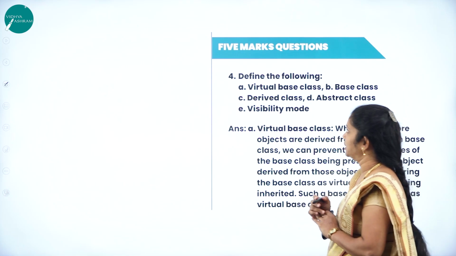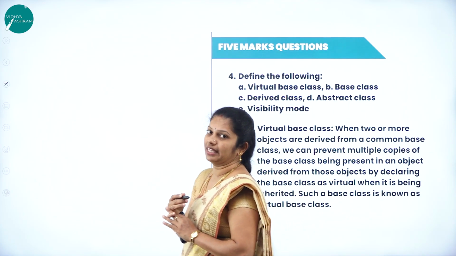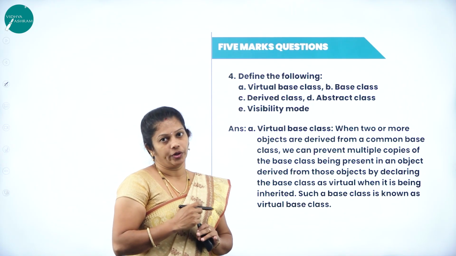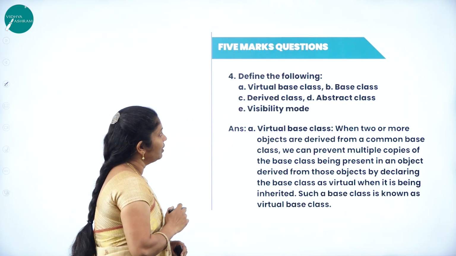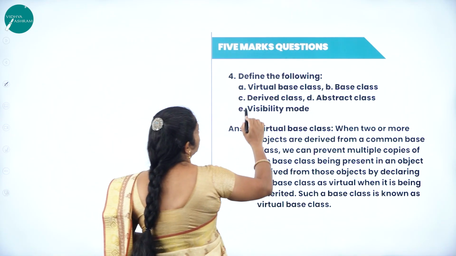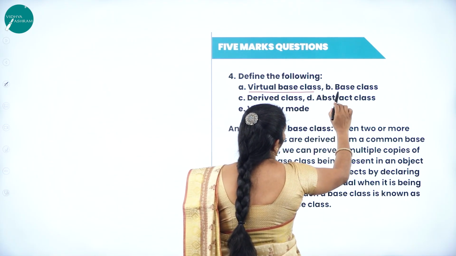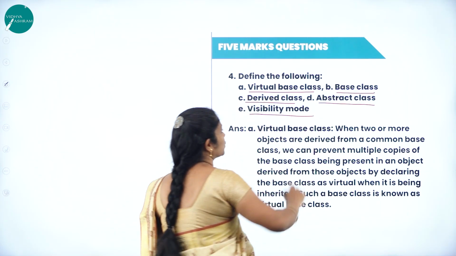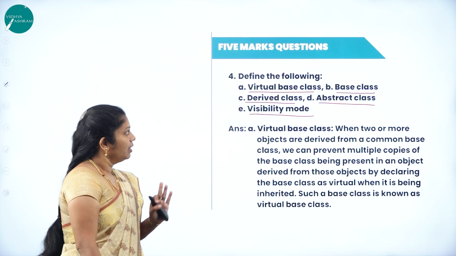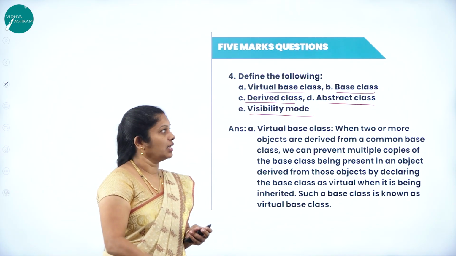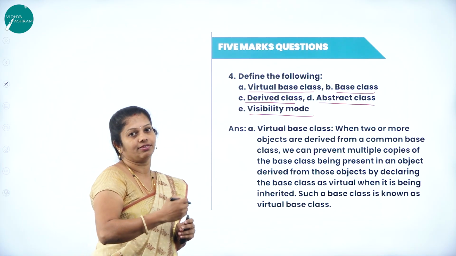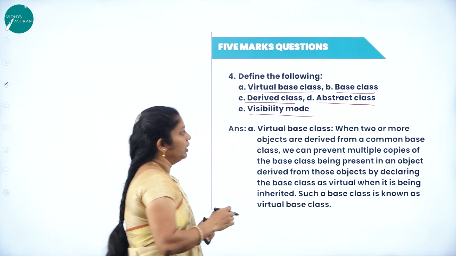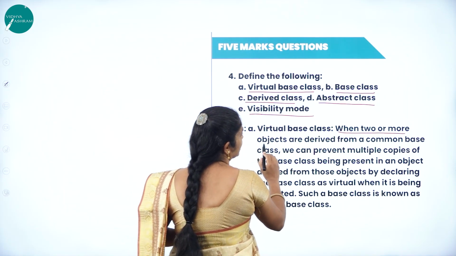Then one more question I am going to explain: a few definitions you can expect from this chapter, or a program regarding inheritance. Here you may be asked to define the following terms: virtual base class, base class, derived class, abstract class as well as visibility mode. Each definition carries 1 mark, because they combine all 5 and give it as 5 marks.